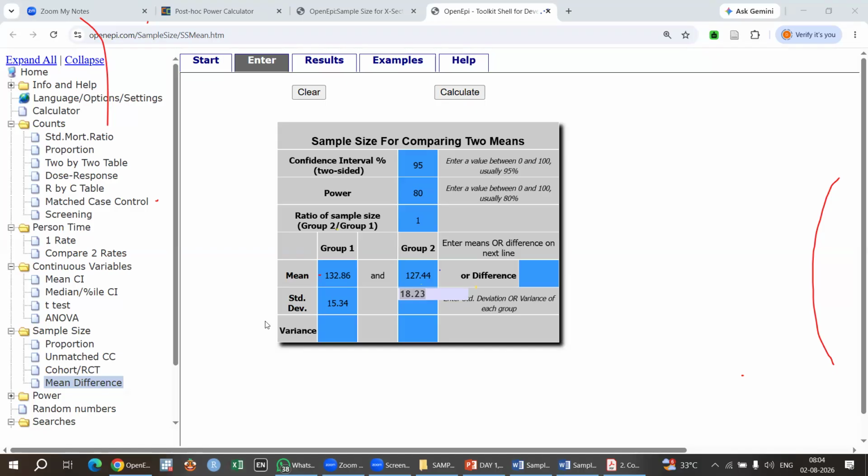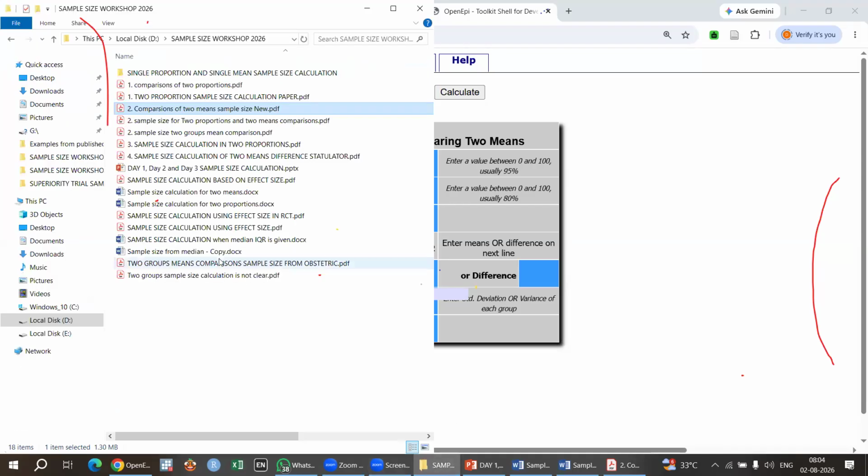Okay, sir, what if the median and IQR are reported instead of mean and SD? What will be the formula? Formula is same, but what you have to do? You have to convert this median and IQR into mean and SD using that link. So this is the link, okay? See this? This is the link, yeah, here. Please see this.